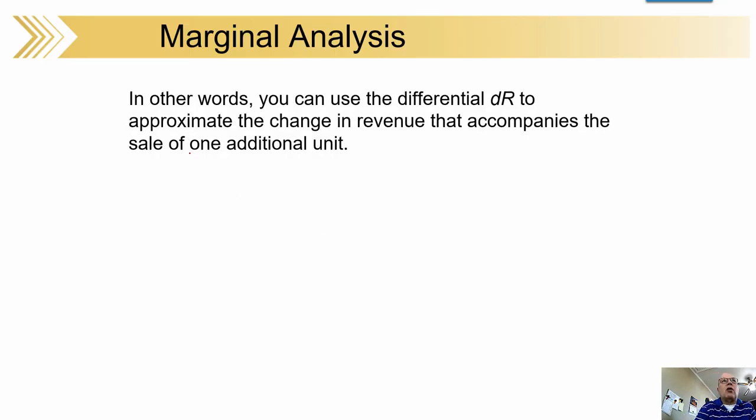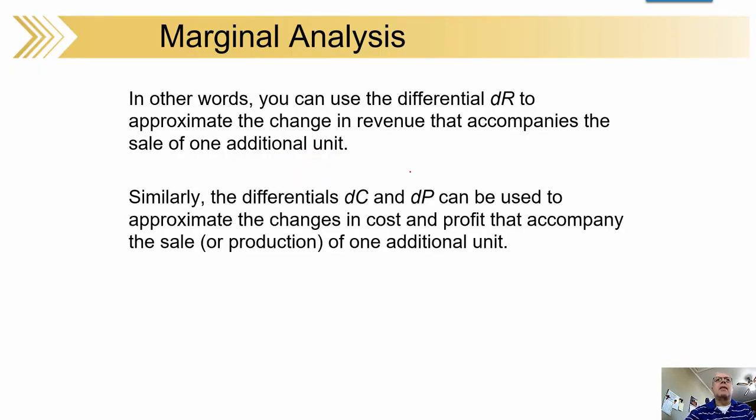Remember, what we talked about before was one additional unit. x moves up to x plus 1. By the same token, you can use dC and dP for the differential for cost and the differential for profit. It works exactly the same way. So once you've got 1 down, you've got 3 automatically.